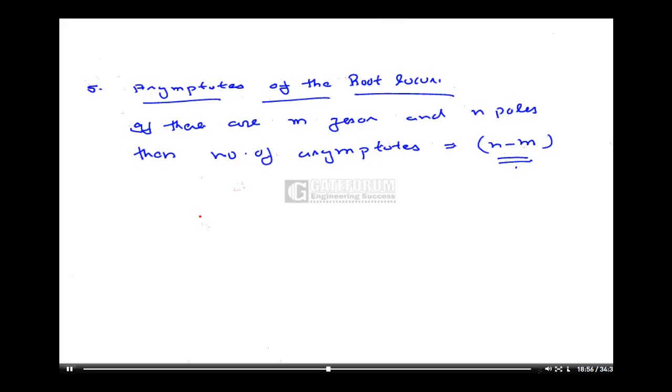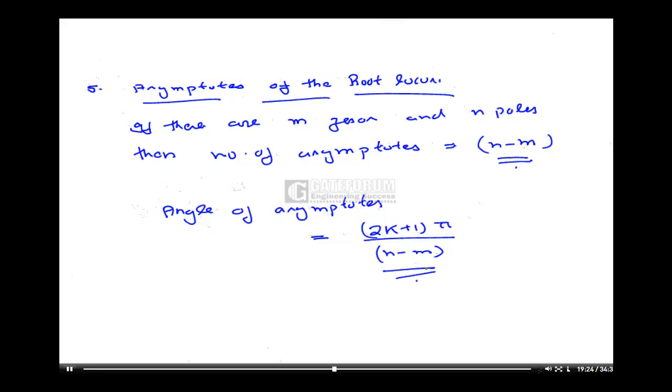Now the angle of asymptotes is equal to (2k plus 1) pi, that is again an odd multiple of pi, upon the number of asymptotes present. Okay. Here n is not equal to m. This is for the root locus.